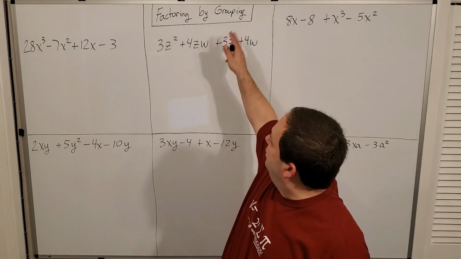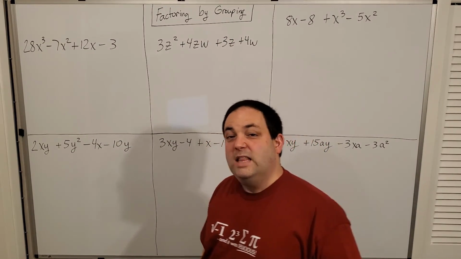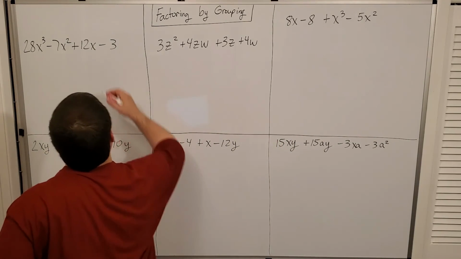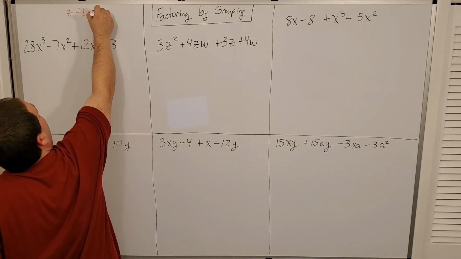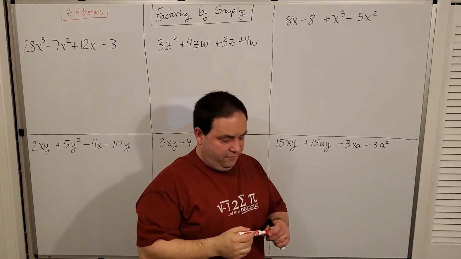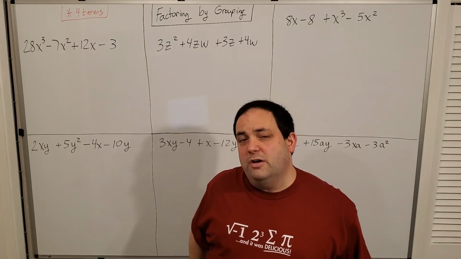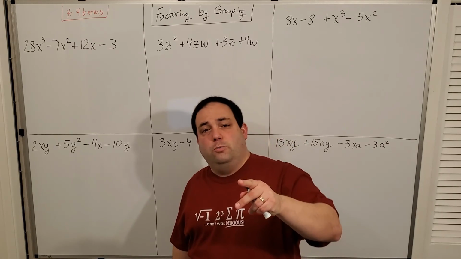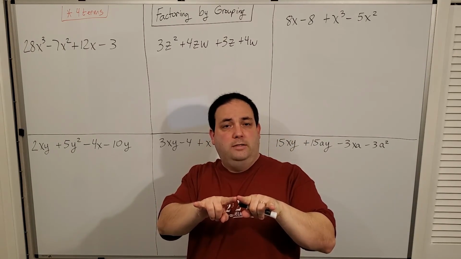So factoring by grouping, first you got to remember a couple of things. You need at least 4 terms to begin with. You need at least 4 terms to do factoring by grouping to begin with. Okay? And once you're done factoring, if it's 4 terms, you should be expecting 2 binomials multiplied.